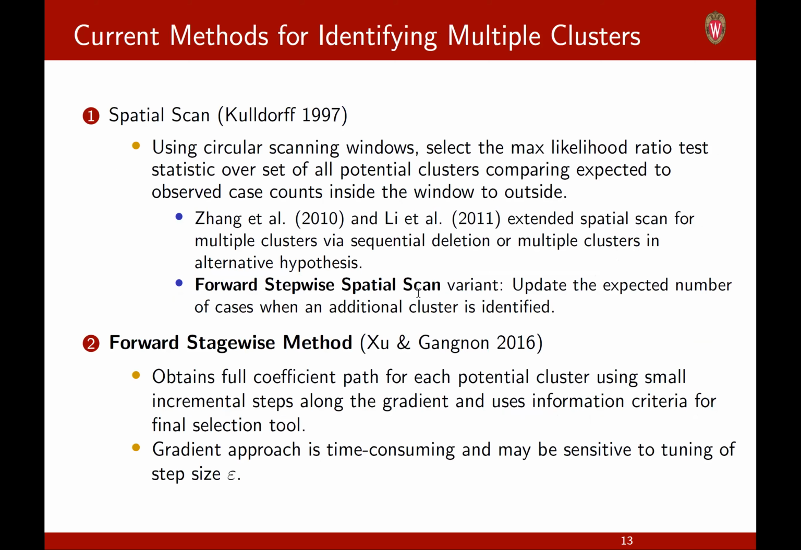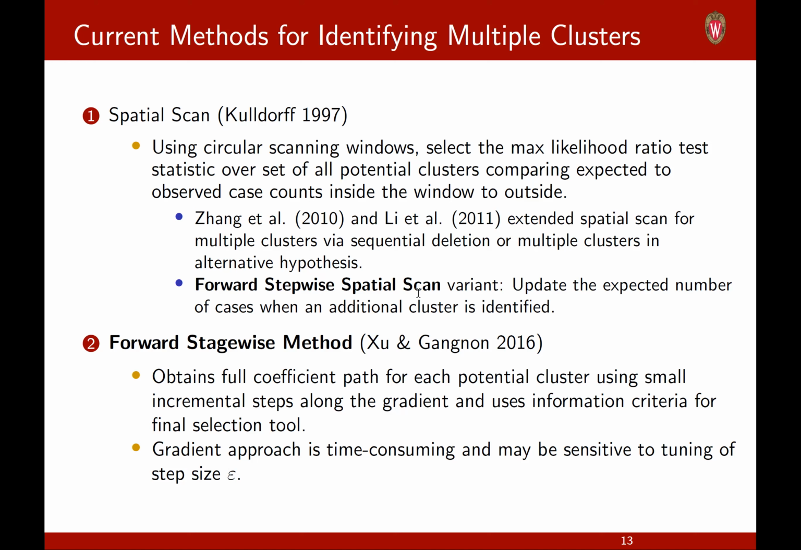All right, so a little bit of background about current methods used for identifying multiple clusters. So far I've been talking about identifying one cluster, but there might be multiple clusters in the region, right? So how do we identify many clusters? Well, the spatial scan, again, is most commonly used, and it's been extended to allow for the identification of multiple clusters. So one method is you find the cluster, you take it out, you rerun the scan. So that's sort of sequential deletion. Another approach is just formally incorporating multiple clusters in the alternative hypothesis.